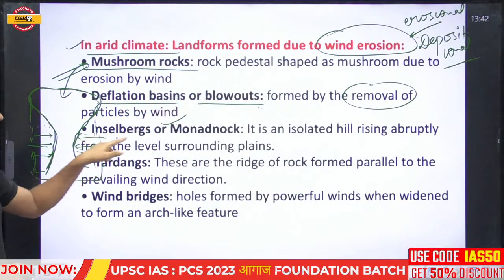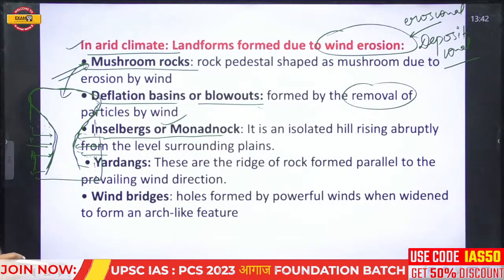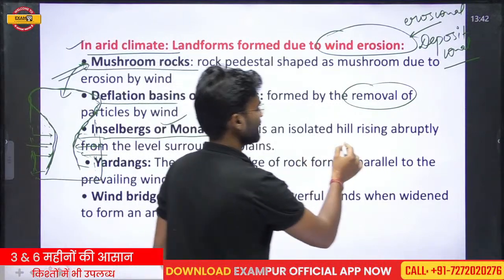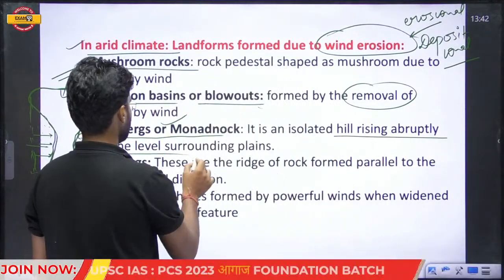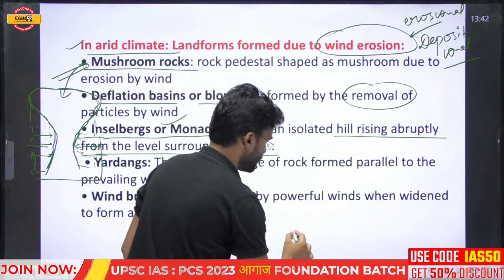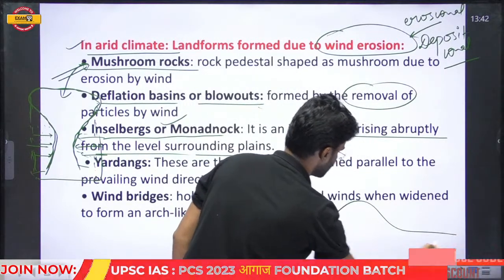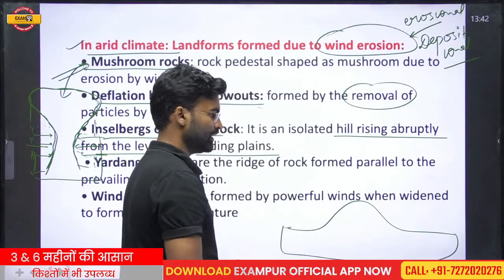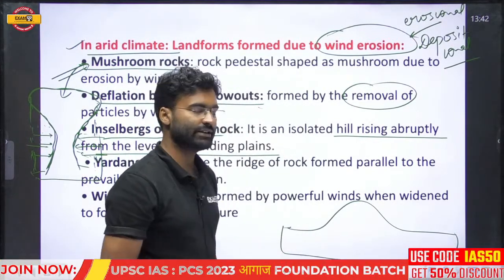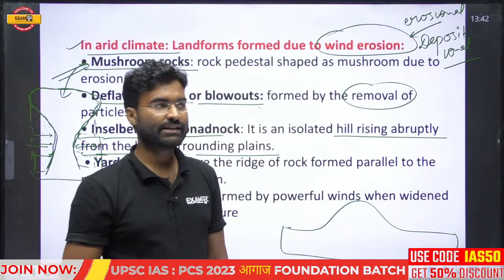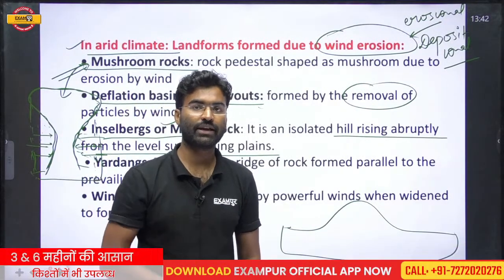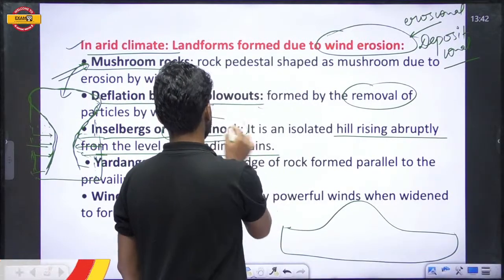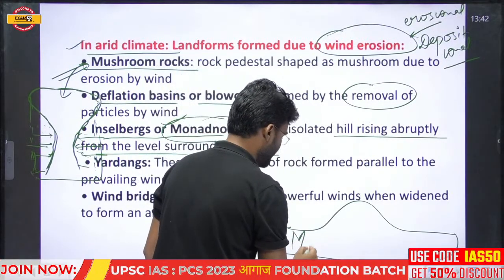Inselberg or the monadnock, not monadnock. This is the monadnock. It is an isolated hill rising abruptly from the level of the surrounding plain. If anyone has geography optional, then you have studied the erosional cycle. In the erosional cycle, you have studied the monadnock.